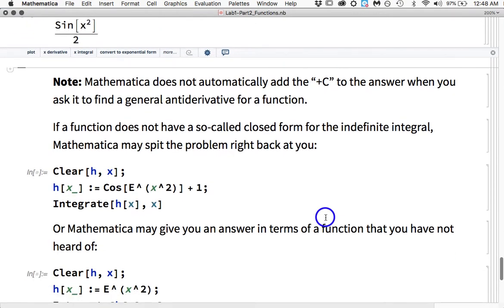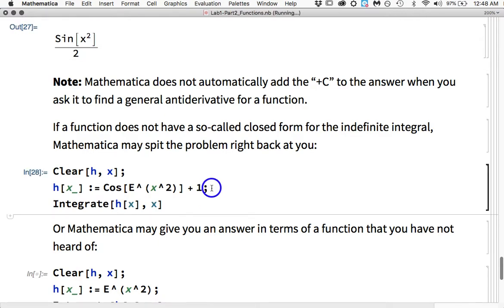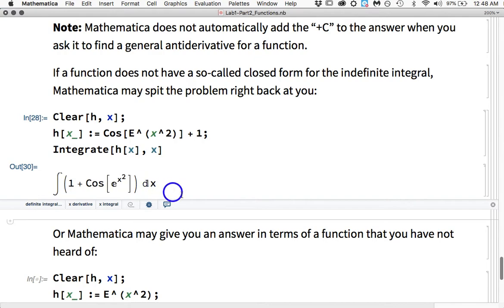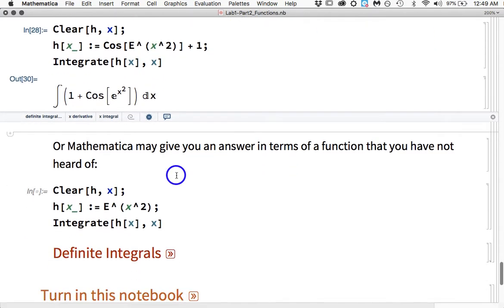Lots of functions, however, do not have closed forms for integrals. If I'm wanting to integrate the cosine of e to the x squared plus 1, and I just try the integration command, Mathematica spits the integral right back out at me. What this is Mathematica telling you is that there's no simple symbolic way to write the antiderivative of this function. The best you can do is to throw an integral sign around it.